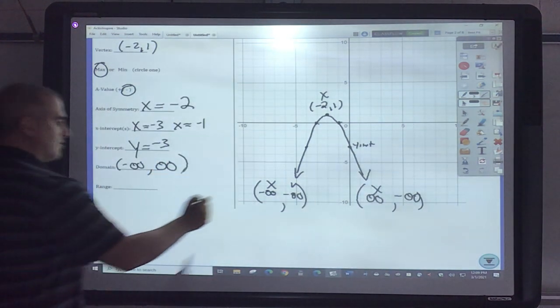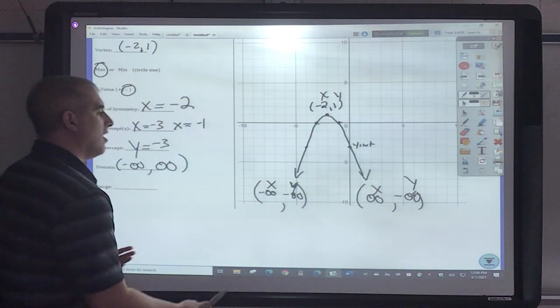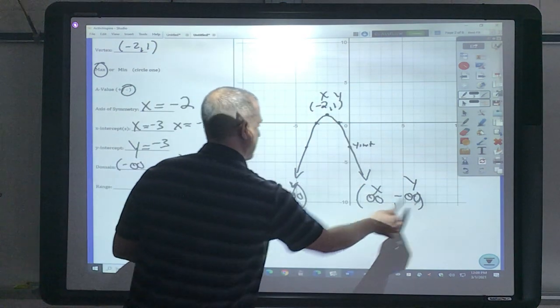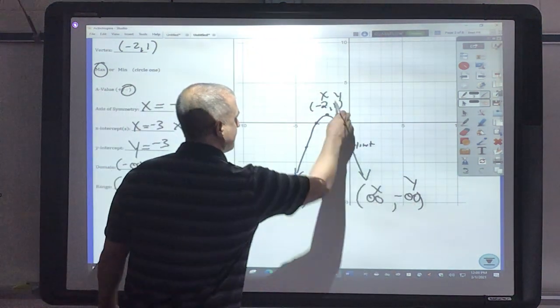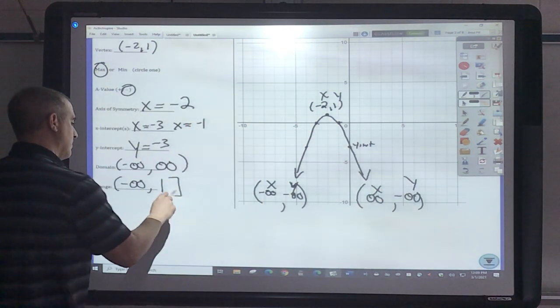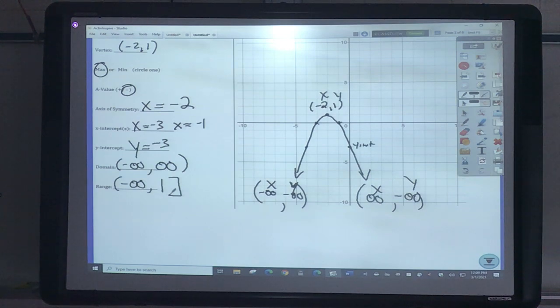For the y values, let's do the range now. Y, y, and y. What's my smallest y value of these three? It would be negative infinity. What is the biggest y value of these three? It would be 1. Okay? All right, closed bracket. So that is the range.